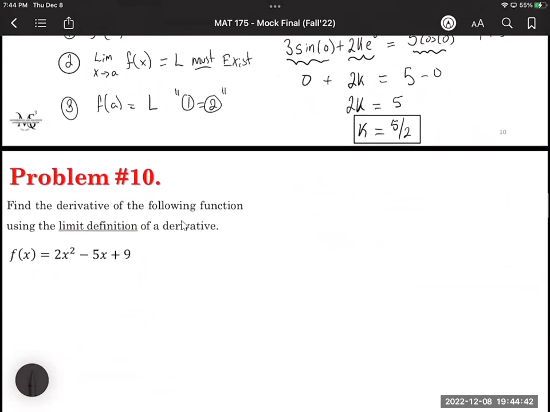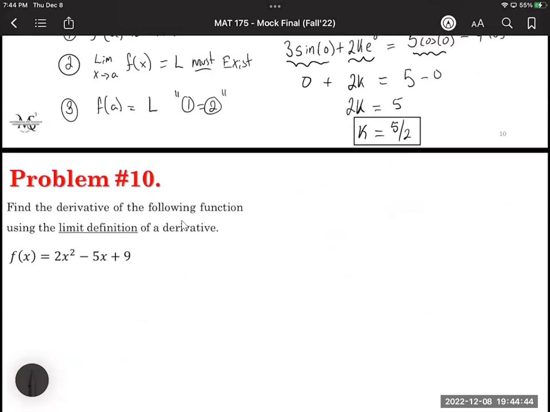We're now officially at the halfway mark. We're going to do problem 10. So problem 10 states, find the derivative of the following function using your limit definition of a derivative. So we have a quadratic here going on. f of x equals 2x squared minus 5x plus 9.